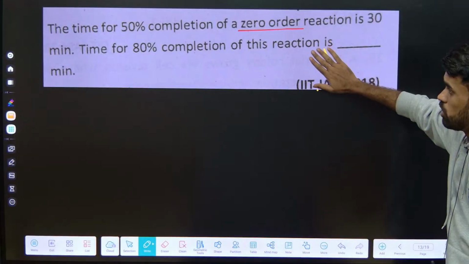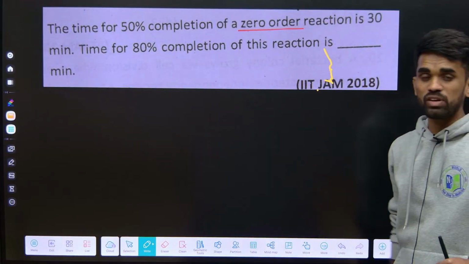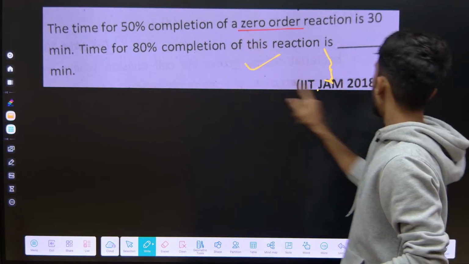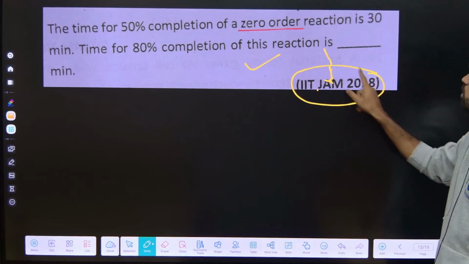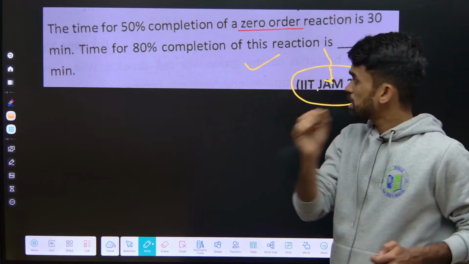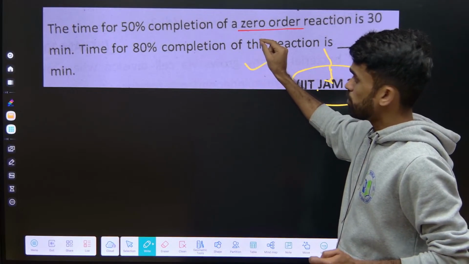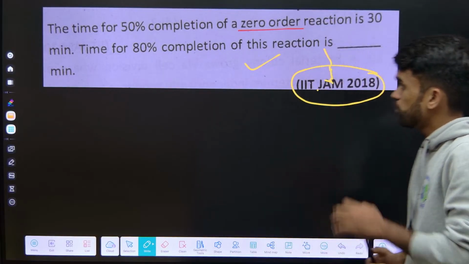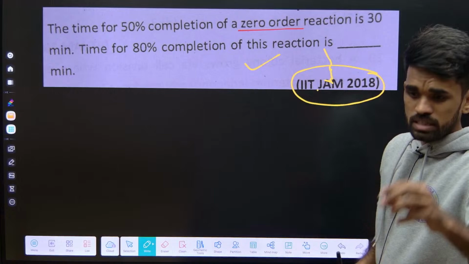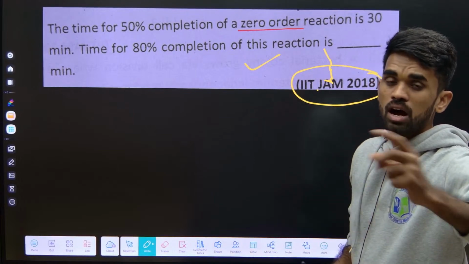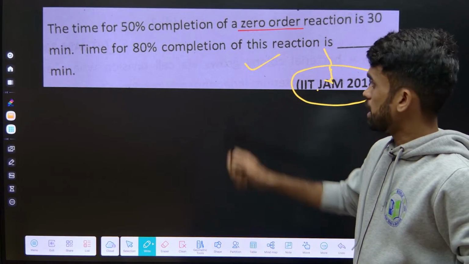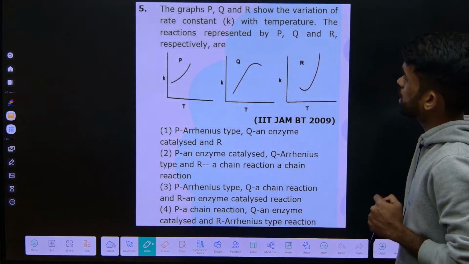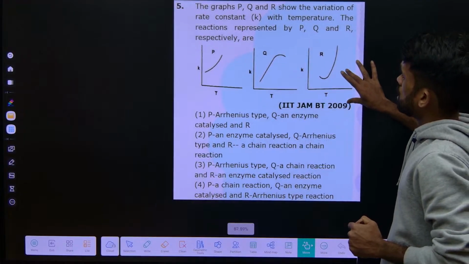See, again you know guys, the question which I have solved previously is from IIT JAM BT, and this is the question. The same question appeared in 2018 without changing, and it was also given for IIT JAM chemistry. So that's why I am saying, if you have books of IIT JAM, just take similar questions that are asked in your exam and try to solve them.